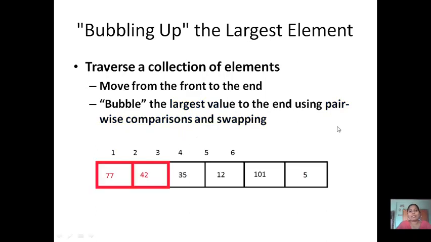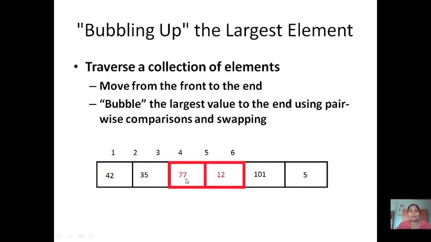So this is the list of values we have. First of all we compare the first and second element. The first one is bigger than the second, so we swap them. Now we compare the second and third element. The second element is bigger than the third element, so swapping is performed.